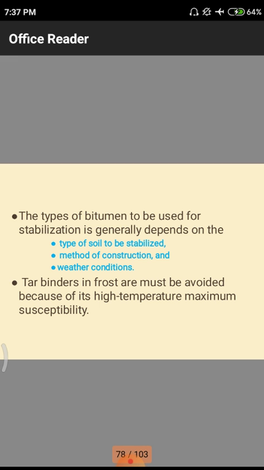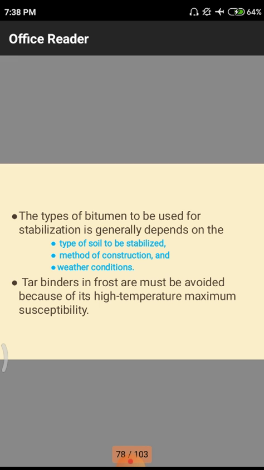Next is the weather conditions. We have different weather conditions, and bitumen is especially suitable in cold areas. Why? Because in cold areas the temperatures are in a frozen state, that means below 10 degrees or 5 degrees. At that temperature, the bitumen is very solid in nature, so a huge amount of load bearing takes place.